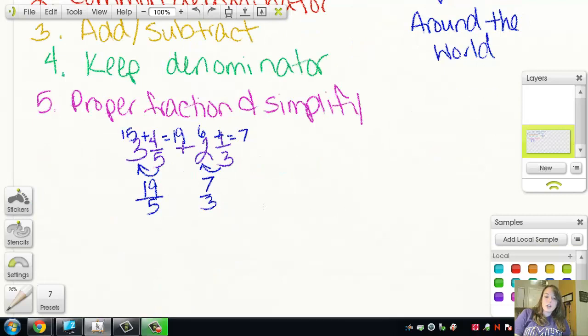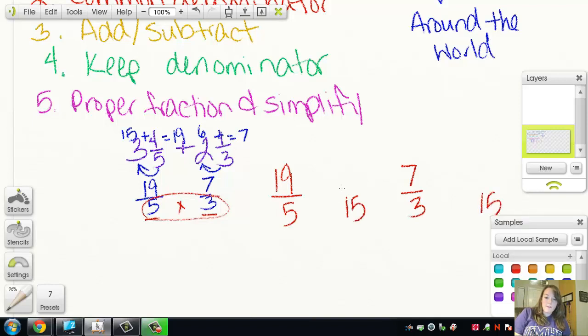Alright, so now we have to find common denominator. I've got a 5 and a 3. And I know that 19 over 5 and 7 over 3 can both go to 15. The fail-proof way to find a common denominator is just to multiply your two denominators together. And I'm going to get 15. So I know that 5 can go to 15 by multiplying by 3. And so I have to multiply the top number by 3 too. 19 times 3 is 57.